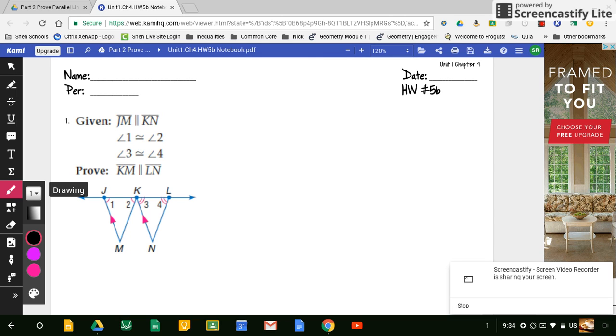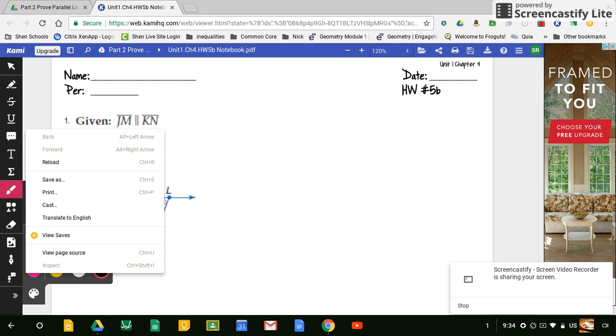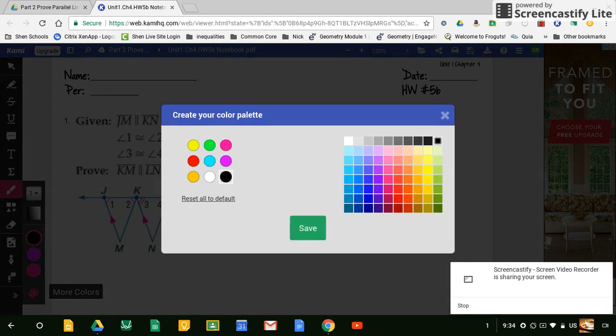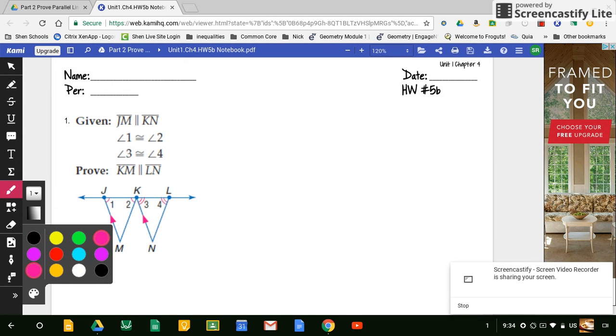Okay, time for some homework hints. In this first question, we are given JM is parallel to KN. They actually marked it for us with those arrows. Let's highlight them. They're giving us that these are parallel.